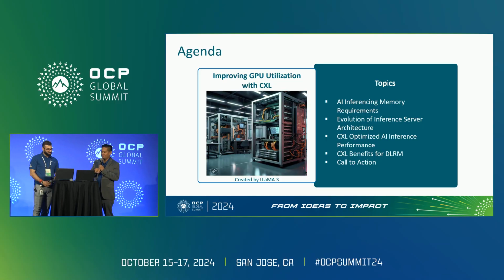But the core topic is really what is the value of CXL in the context of AI inferencing. So we'll talk about the memory requirements, the evolution of AI inferencing servers, and how we are optimizing it. And then Ahmed's gonna cover CXL benefits for DLRM, which is another popular AI inferencing workload for a lot of big hyperscale companies. It's particularly for the ad revenue business. And then at the end of the talk, we'll have some calls to action.